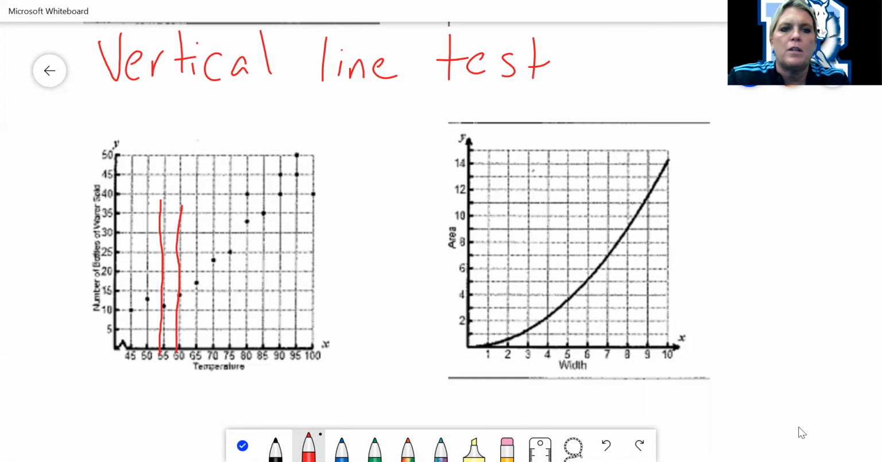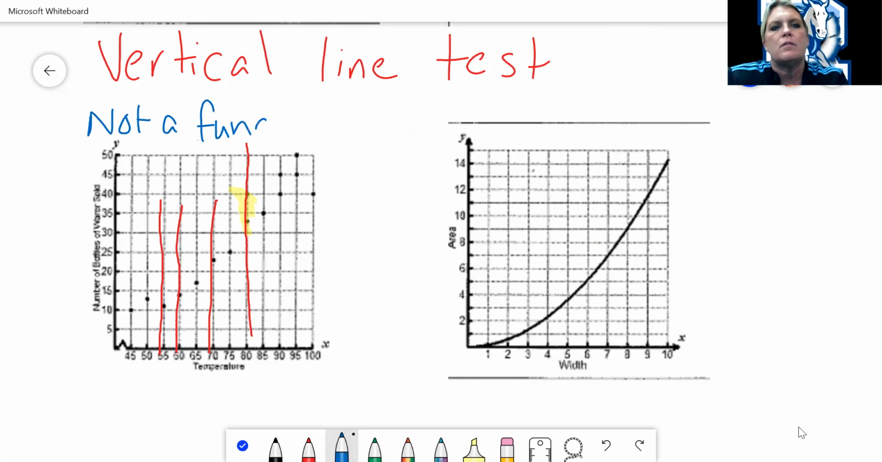And the first two I did, yes, it only goes through once, but look at this one, ding, ding. It goes through 2 points. It goes through 2 points. And since that happens, it is not a function. Okay, so if it crosses through the function or the points more than once, it is not a function.